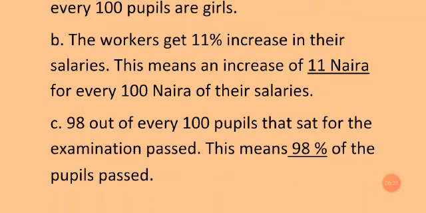1 A, B, C, 2 A, B, C, D, and 3 A, B, and C. So if you have gotten everything, that means you can score yourself 10 over 10. You have gotten 10 out of 10. You have gotten 100%.